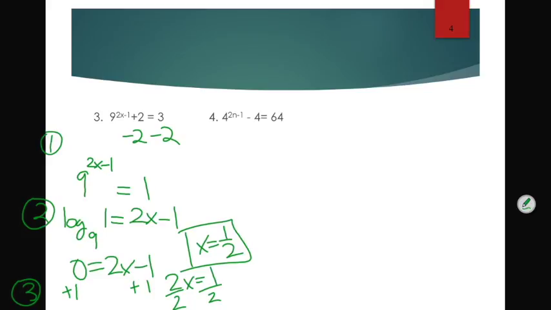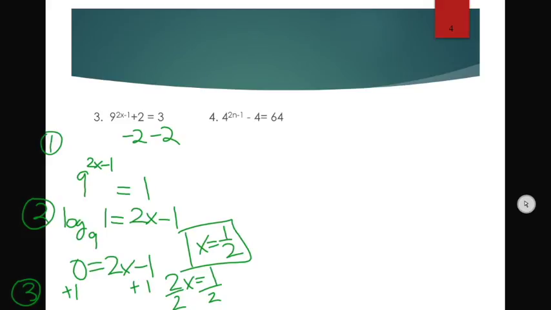Okay, go back and check. If I do 2x minus 1, or 2 times 1/2 is 1. So 1 minus 1 is 0. 9 to the 0 is 1. 1 plus 2 is 3. So that actually works when I check it.